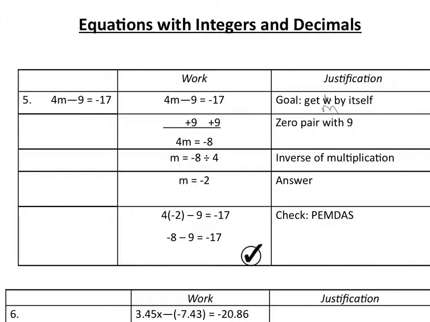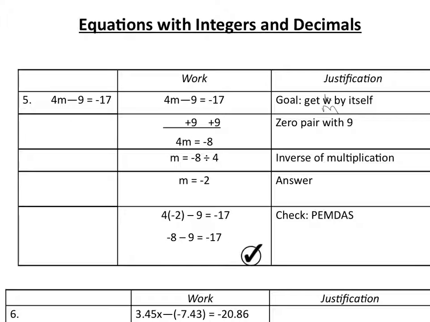Then we did the inverse of multiplication, which in this case is division, and we have negative 8 divided by 4. Notice that in all the cases when we've divided, the number with the variable has gone second. So negative 8 divided by 4. Our signs are different, our answer is negative, and our answer gives us negative 2. We check it using PEMDAS.